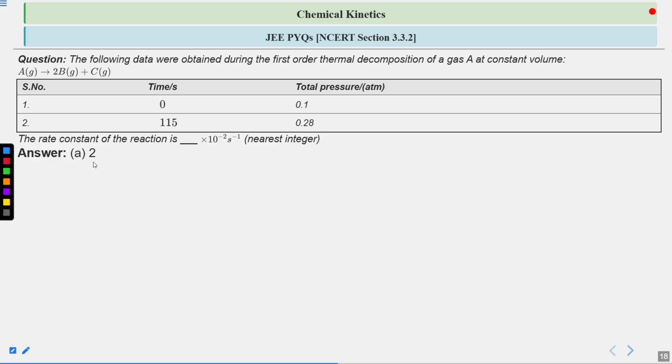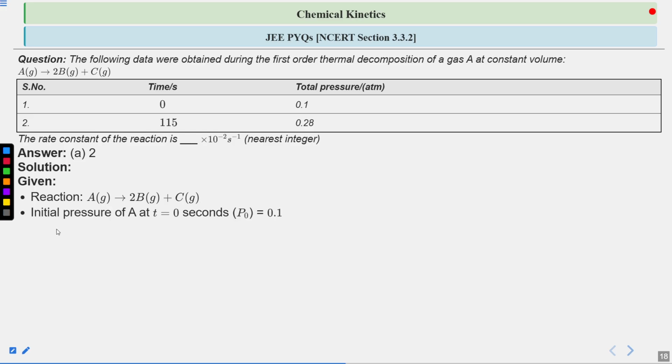The rate constant of the reaction is going to be 2 multiplied by 10 to the power minus 2. So what are the given things in this question? We have the reaction according to which we have to calculate the rate constant. The reaction is A in gaseous form converting to 2B in gaseous form plus C in gaseous form. The initial pressure of A at time t equals 0 seconds is given as 0.1. The total pressure at time t equals 115 seconds is given as 0.28 atmosphere.